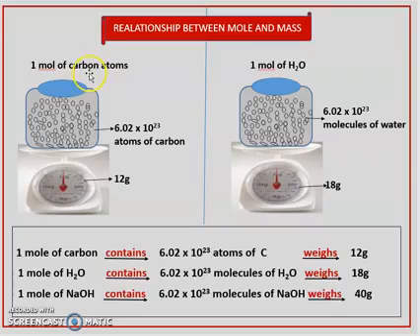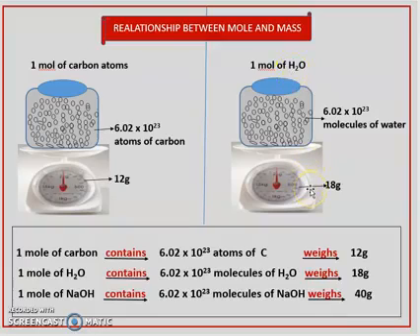Okay? Good. So if you look at this diagram, this is 1 mole of carbon atoms, and it weighs 12 grams. So this is the molar mass of carbon. And remember that 1 mole of any substance contains 6.02 times 10 to the power 23 particles of that substance. Therefore, 1 mole of carbon contains 6.02 times 10 to the power 23 atoms of carbon and also weighs 12 grams.